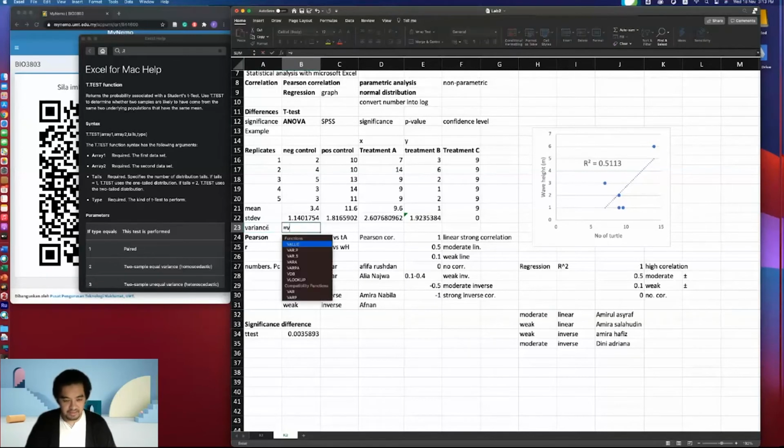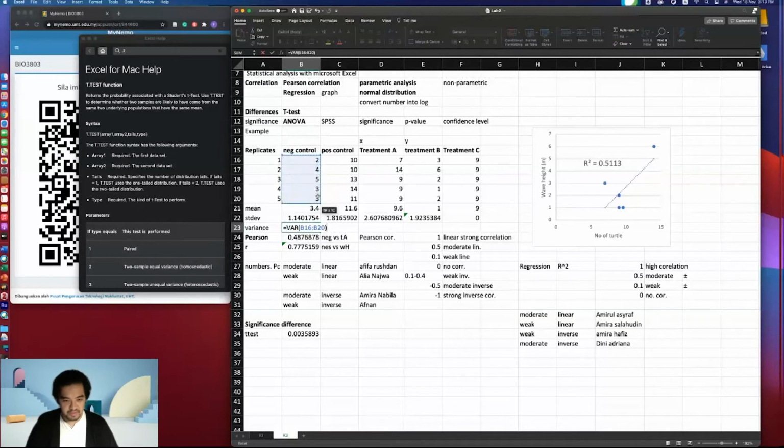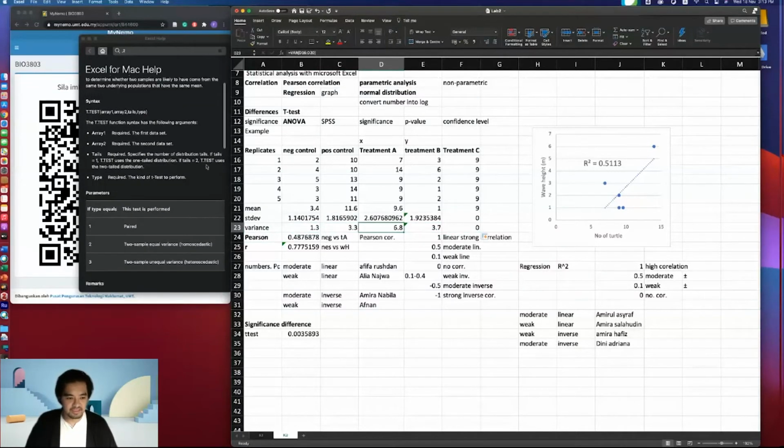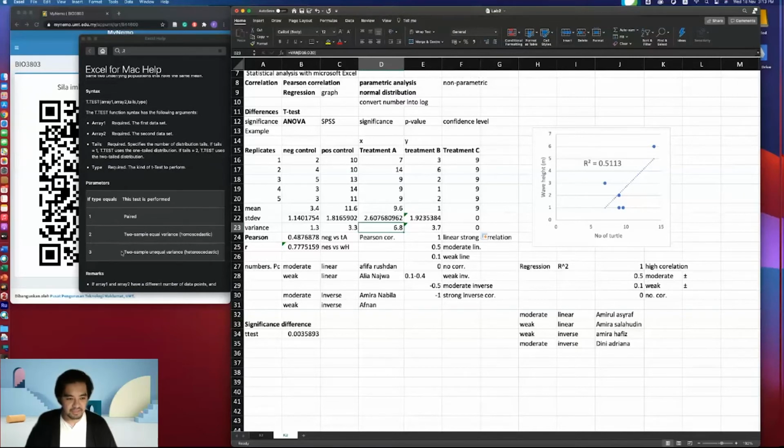Press equals, type VAR for variance, scroll here, close bracket, enter: it is 1.3. And then the treatment A is 6.8. In this instance, we have to choose number 3, two-sample unequal variance, because these two have different variances. So I choose 3, and the number is 0.00358.